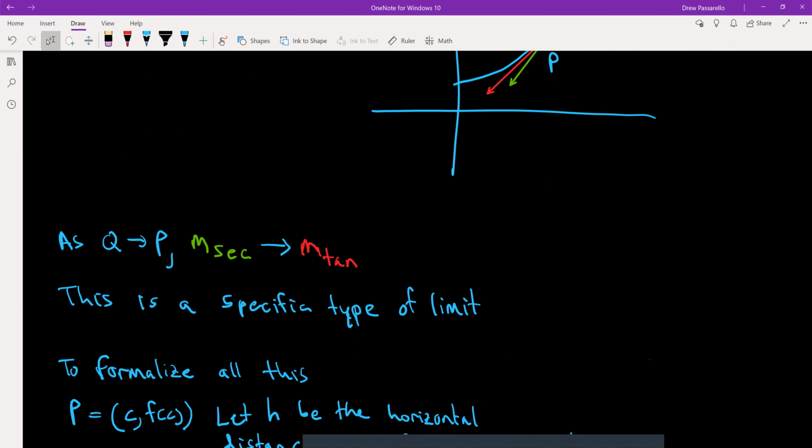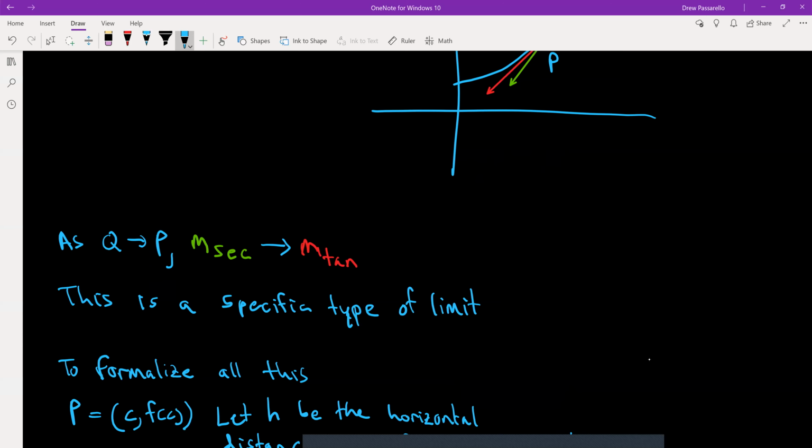And so I wrote it in shorthand notation as Q arrow P. That means as Q approaches P, and then m, with a subscript sec for secant. So m is the letter we use for slope. So the slope of the secant line approaches the slope of the tangent line. That's the idea. As Q approaches P, the slopes of the secant lines approach the slope of the tangent line. And this is a specific type of limit.